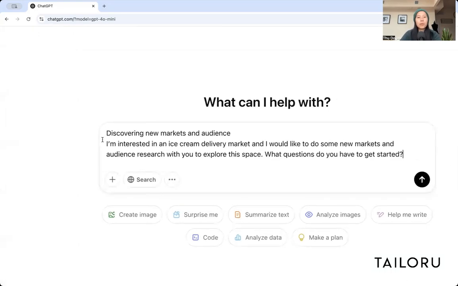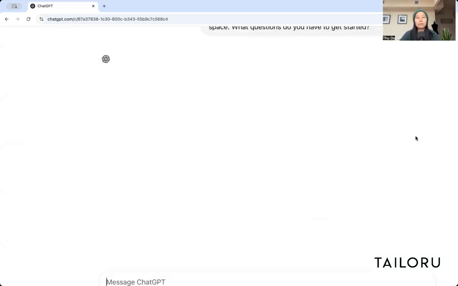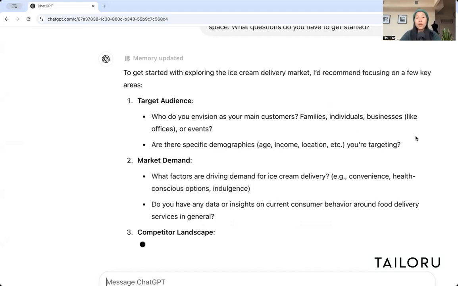The point of this first step is to give some context of what it is that I'm trying to do. I'm going to say, I'm interested in an ice cream delivery market, and I would like to do some new market and audience research with you to explore this space. What questions do you have to get started? I'm putting it on the AI to help me explore things that I don't know. I would be curious to hear what questions ChatGPT would have in order to help me get a bit more focus. So let's see what comes back.